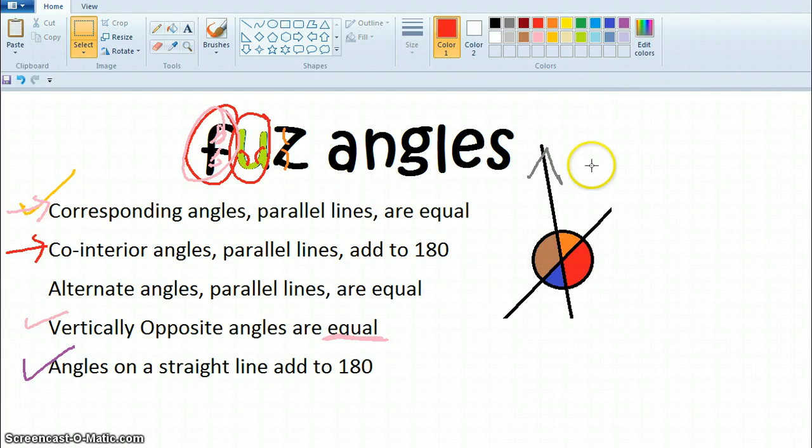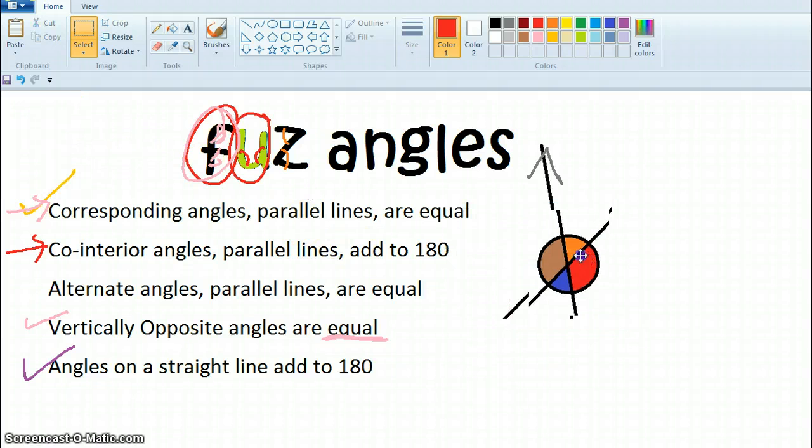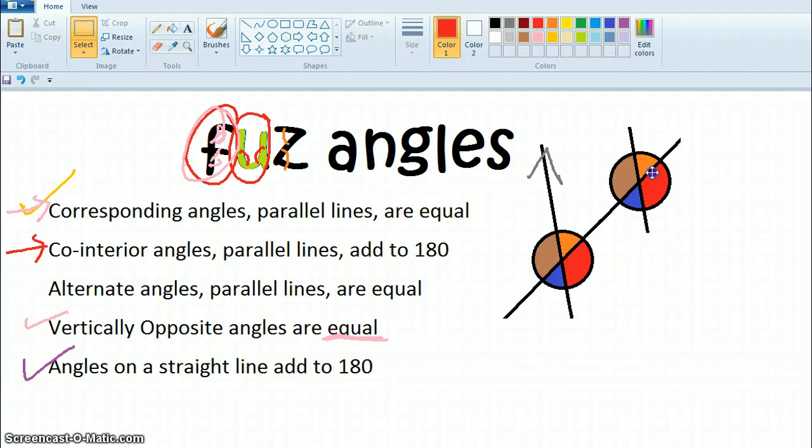Okay. So can you see that? So if I take that and I'm cutting and pasting it, can you see that I can just move it? So it's called corresponding if I could just have moved it. So the brown ones correspond to each other. The orange ones correspond to each other. The red correspond to each other, and the blue correspond to each other. Got it? Okay. So that's our corresponding.